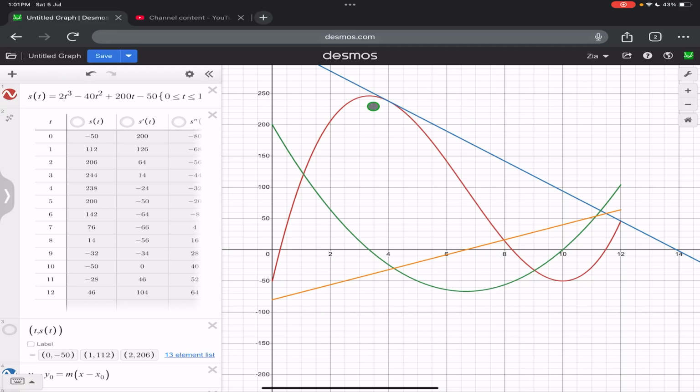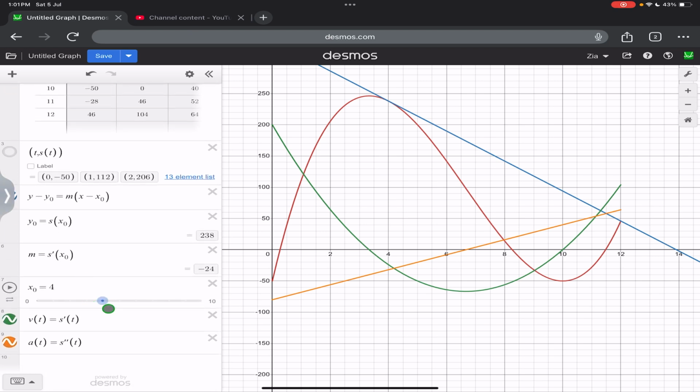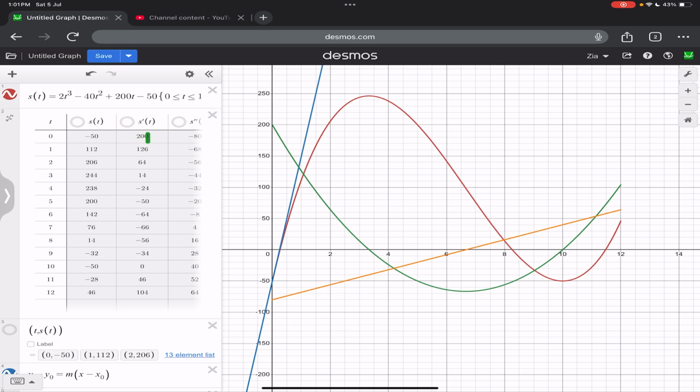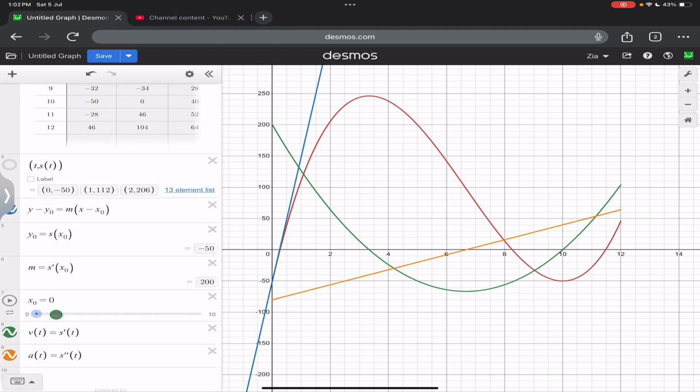Now you can see that this blue line actually represents the velocity values. The slope of this particular line will give us the velocity values. At t equals 0, this is the tangent to the s of t function. This red one is s of t. This line has a slope of 200, which is shown here. Similarly, from the table we can see that at t equals 0, the velocity value is 200. So the slope of this line is 200 at t equals 0. Similarly, at t equals 1, the velocity value is 126. The green curve shows us the velocity values, and those values are the slopes of this blue line.